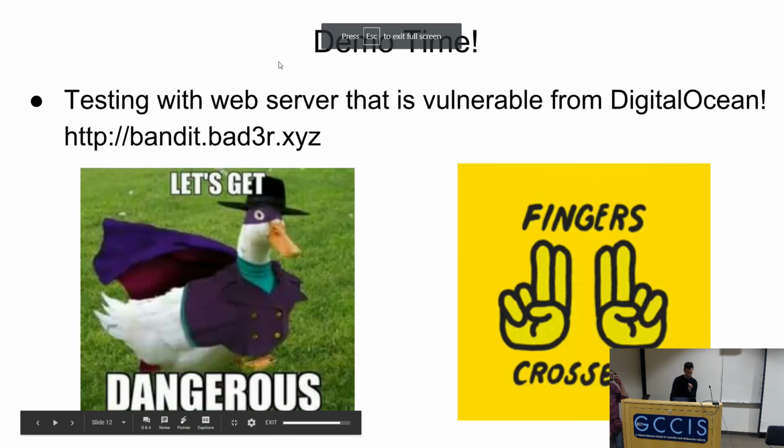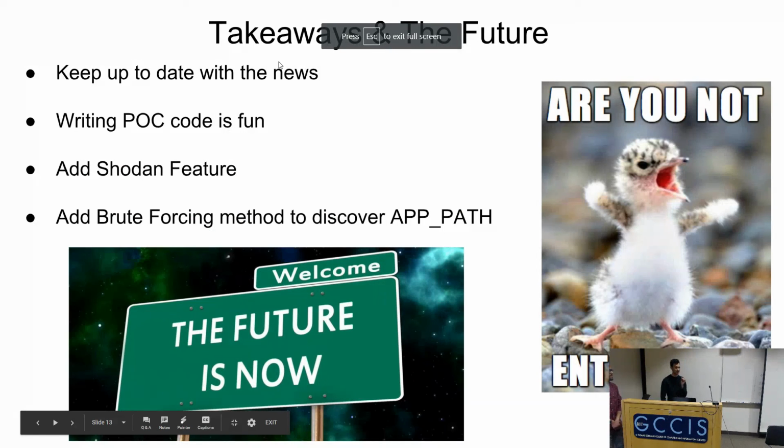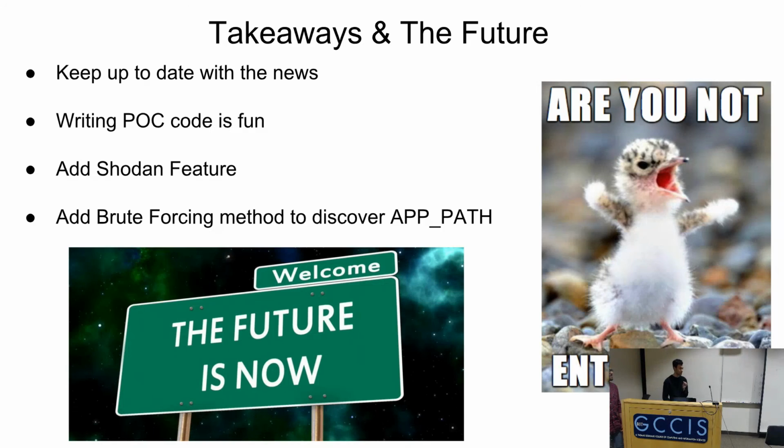So at the end of the day, as takeaways for the future, it's always good to keep up to date with the news. Twitter's a great place for it. ExploitDB, always new vulnerabilities. ZDNet, good stuff to read. Workplace news section always has some good stuff. Writing proof of concept code is fun. You could always send it to ExploitDB with search exploit, and that's always a good time.